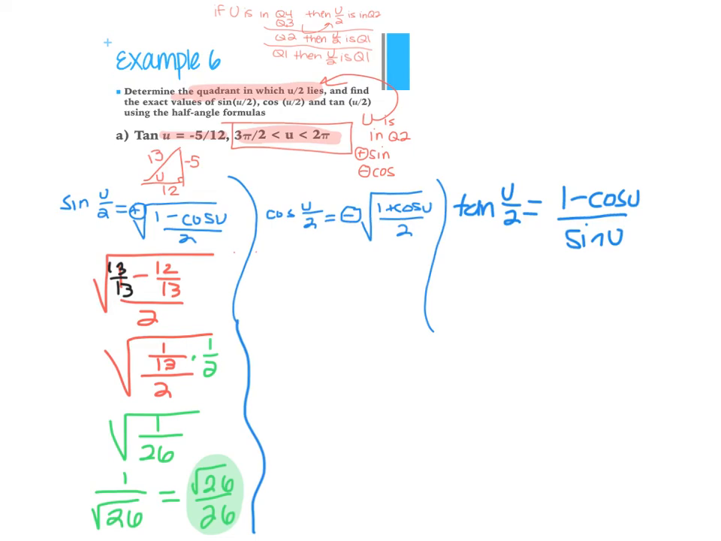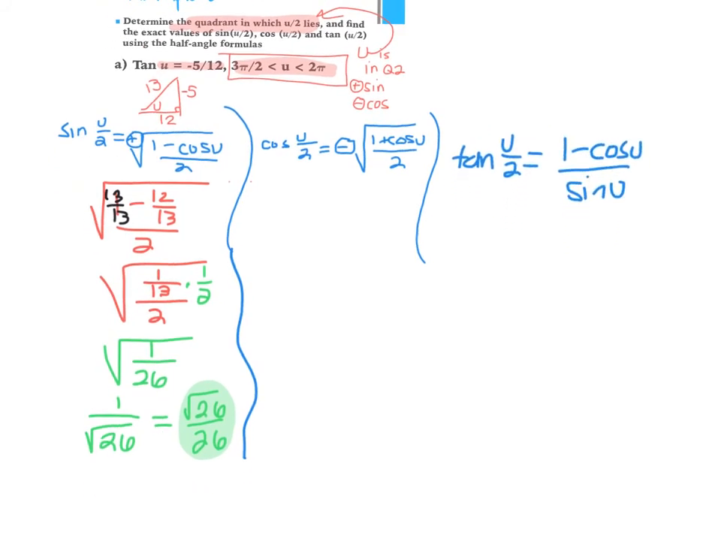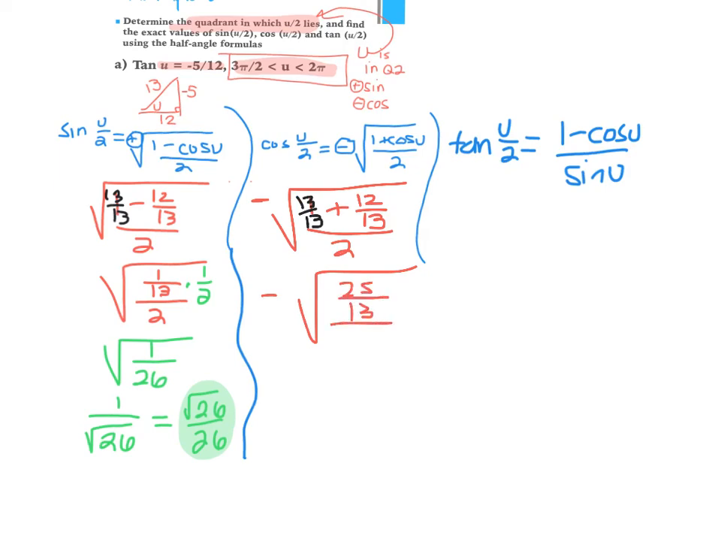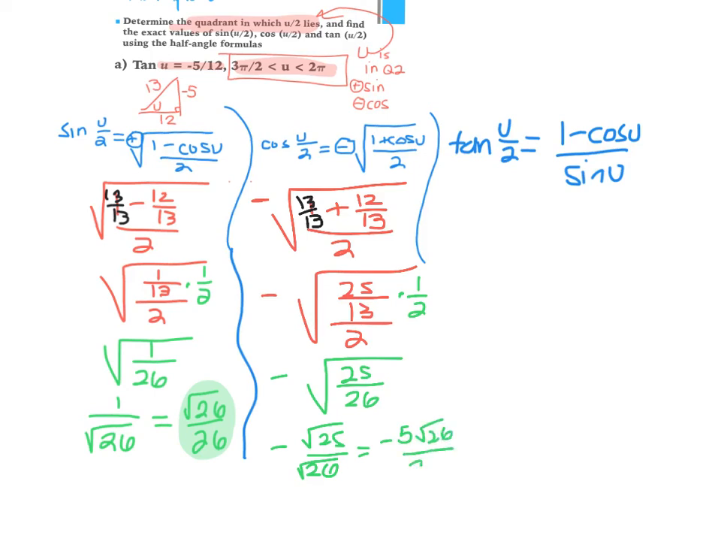Questions on that one? Okay, then the cosine is negative square root of 1 plus 12 over 13 over 2, negative 13 over 13 plus 12 over 13, which is 25 over 13 over 2. Keep, change, flip. Negative 25 over 26, which is the square root of 25 over square root 26. Negative 5 root 26 over 26.